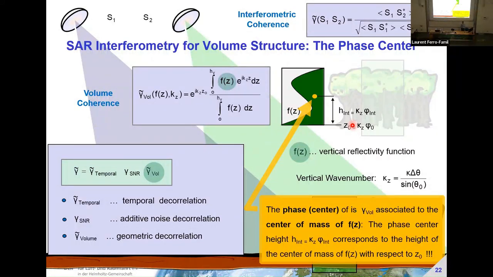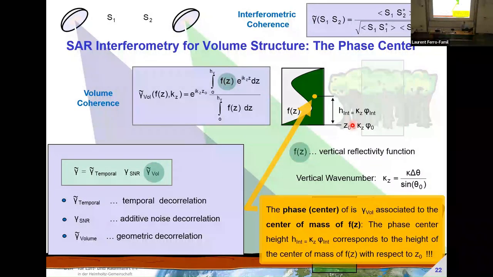But still, the baseline in interferometry is this parameter that allows you to control the sensitivity and, how to say, to control also the performance with which you would like to get your parameters.